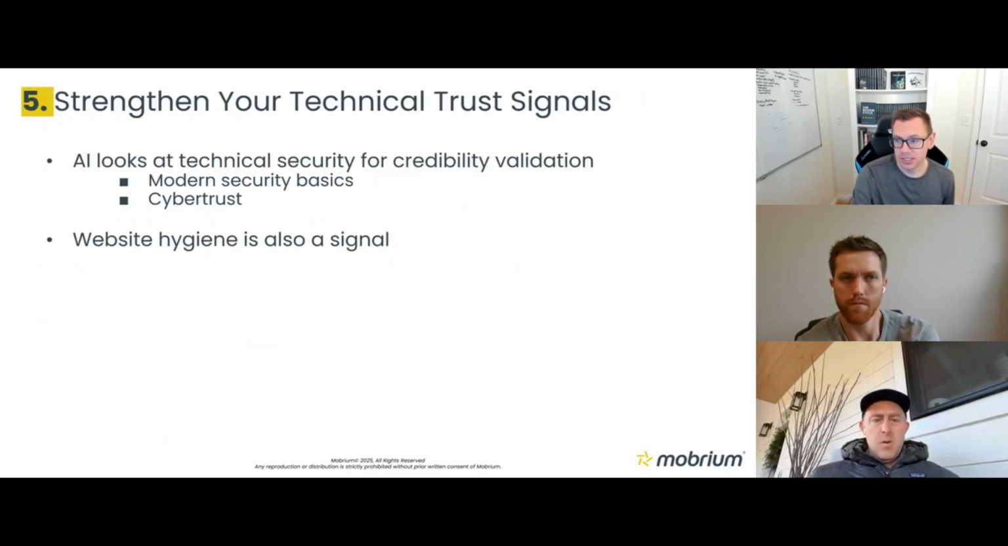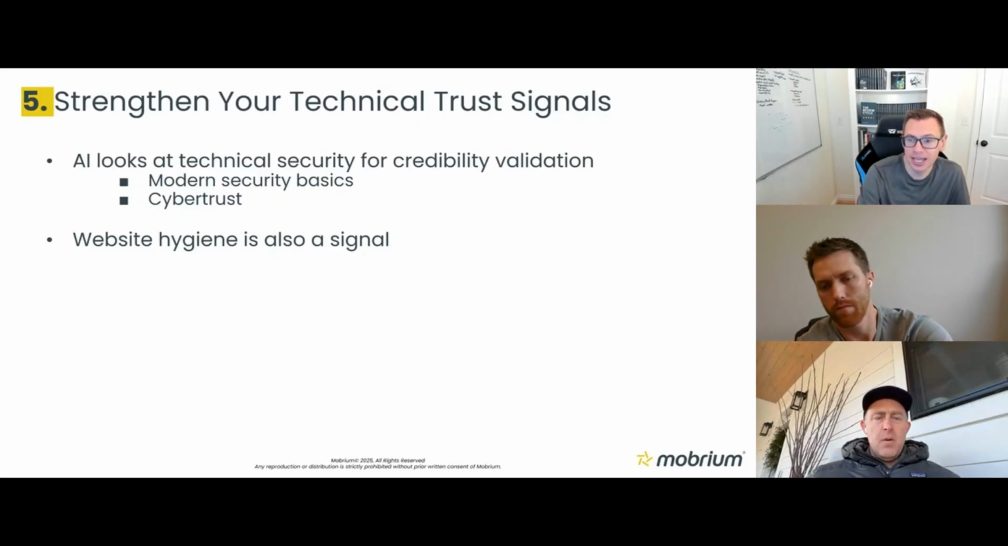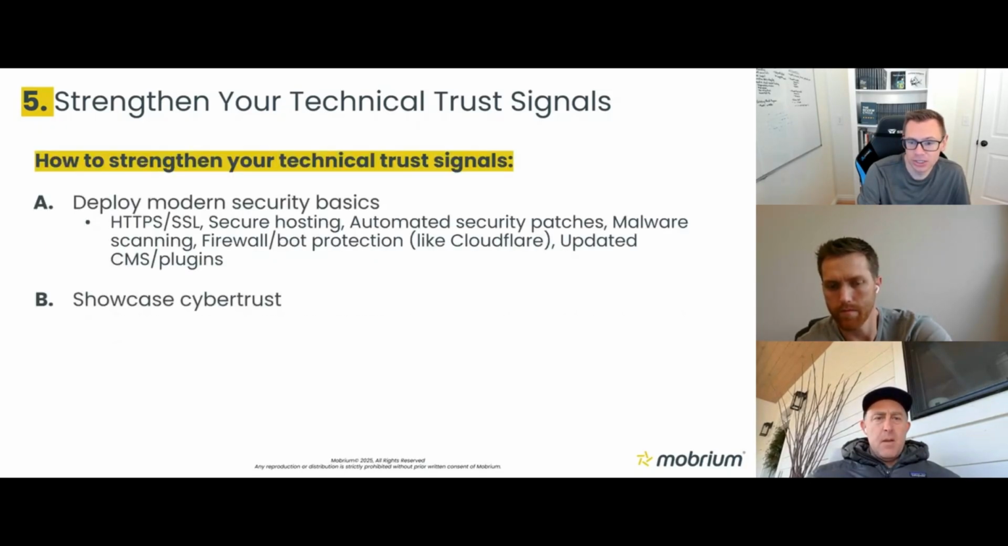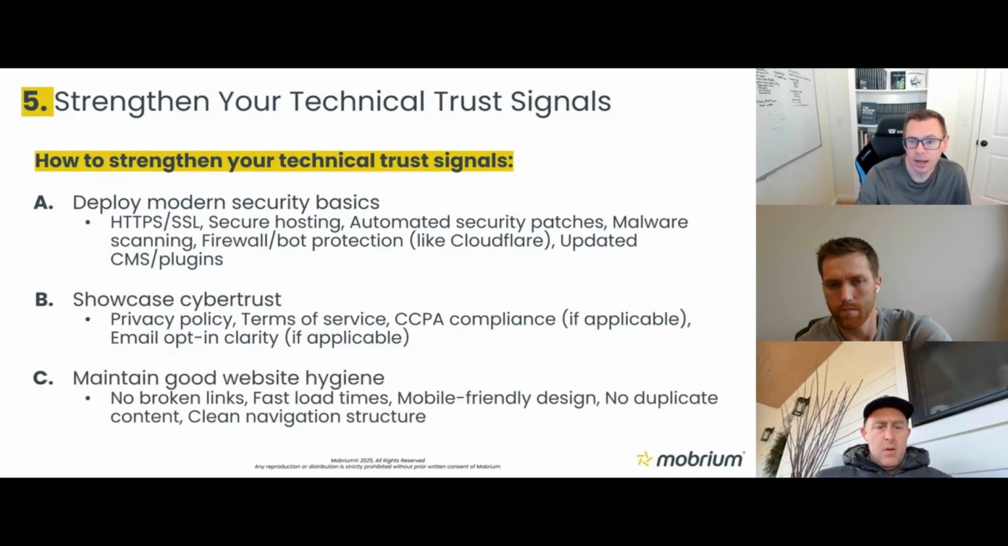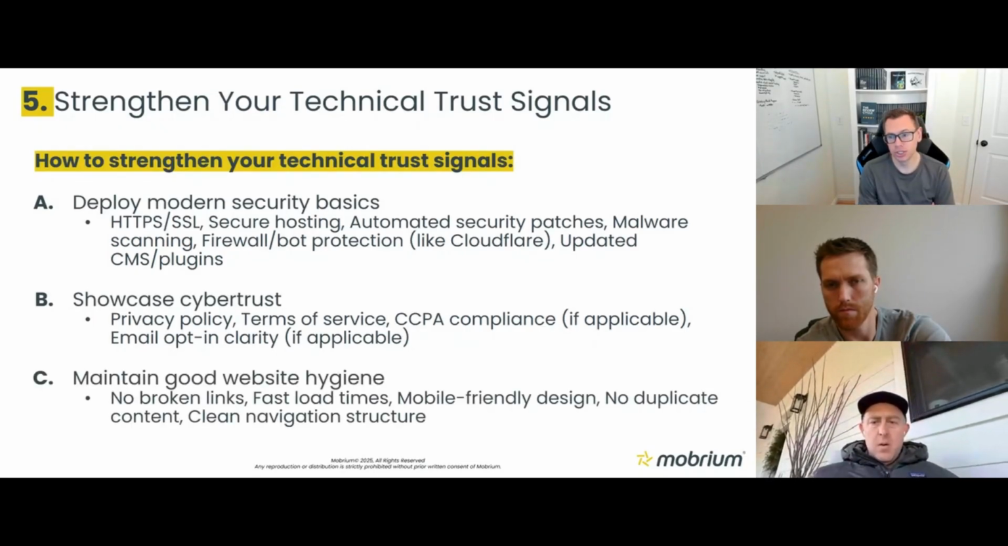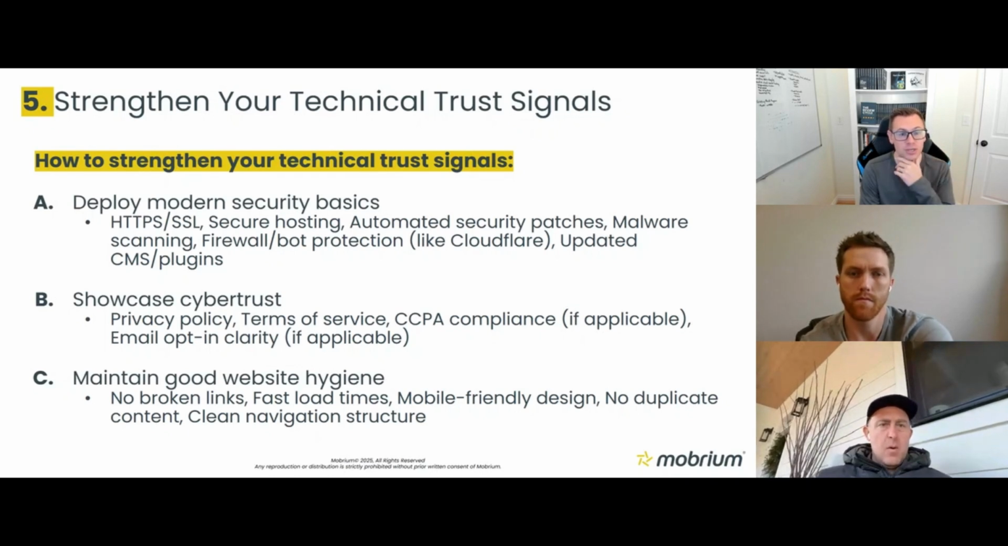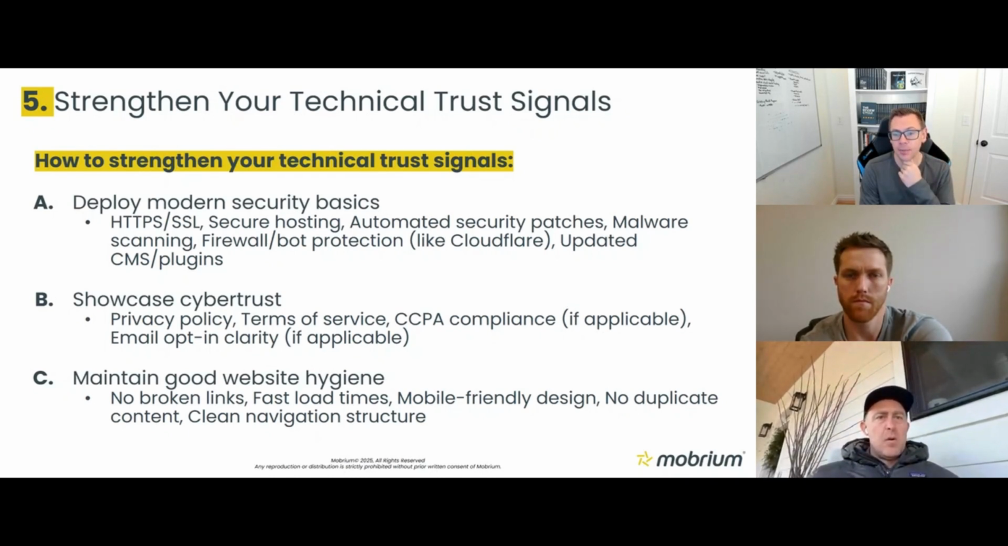Then the very last one, this one is a little bit more technical, but AI looks at security considerations, like just basic security consideration for your website and cyber trust and website hygiene. So the recommendations here, we've got 3 of them. We want to deploy just modern security basics. You need to have HTTPS on your website. That's like the little security lock icon on your URL. If that's not there, that's a no-go. You will be deprioritized for sure.